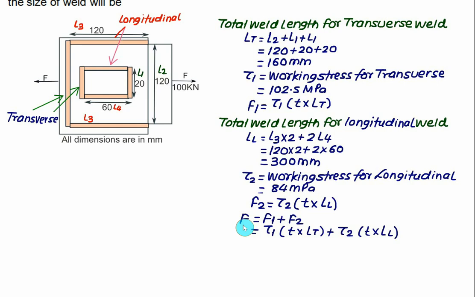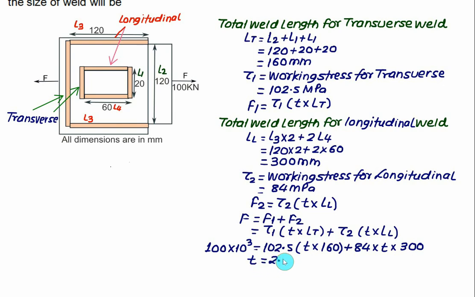We have value of F equal to 100 kilonewton. So we have 100 times 10 to the power 3. Tau 1 you have to take as 102.5, 102.5 multiplied by T. The LT value you have to take as 160, plus tau 2. Tau 2 is equal to 84 multiplied by throat thickness T, and the total length in the case of longitudinal equal to 300. Solve this, you will get the throat thickness first.